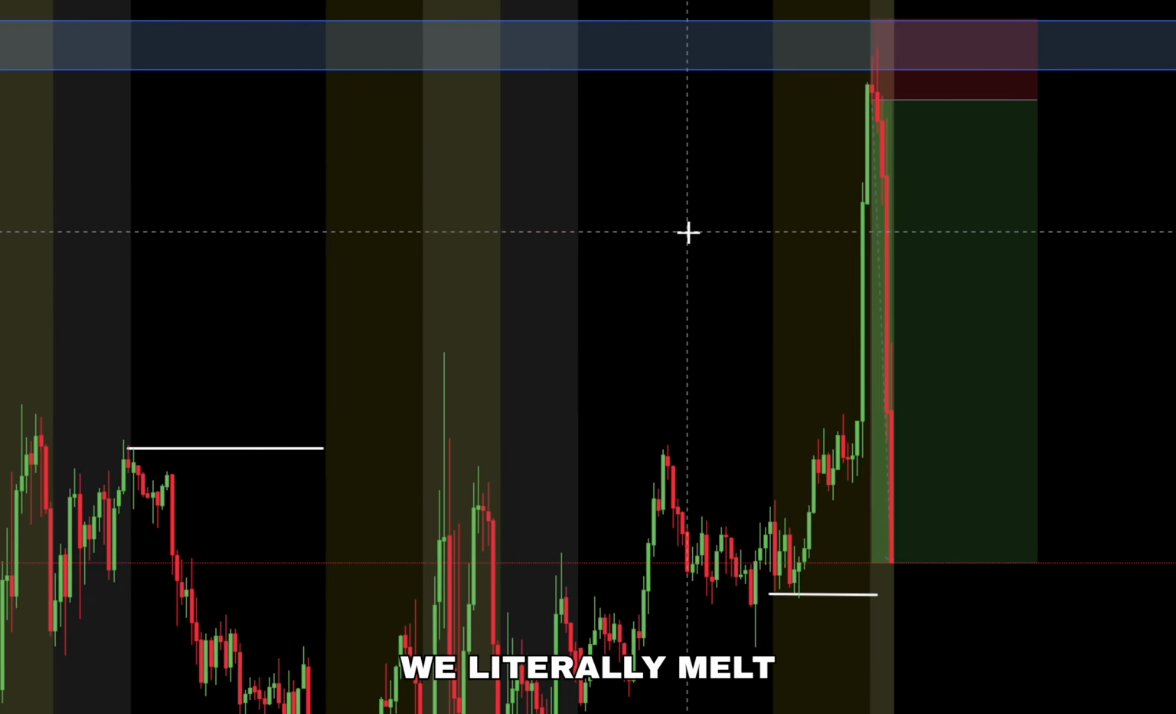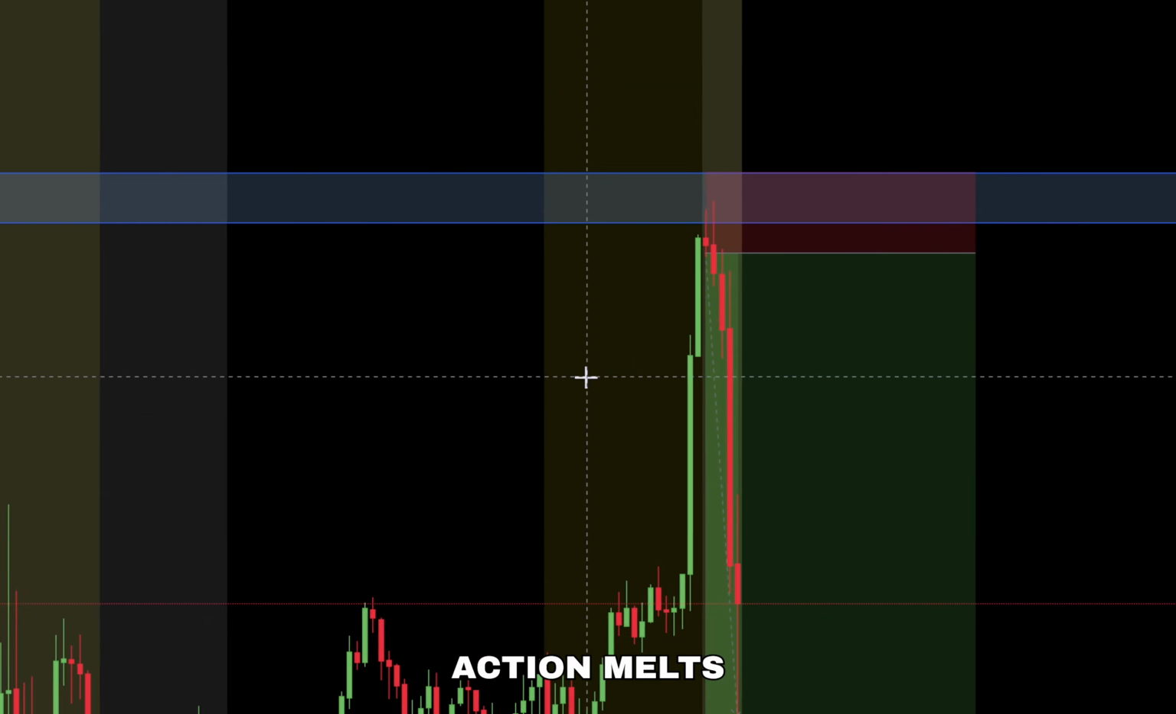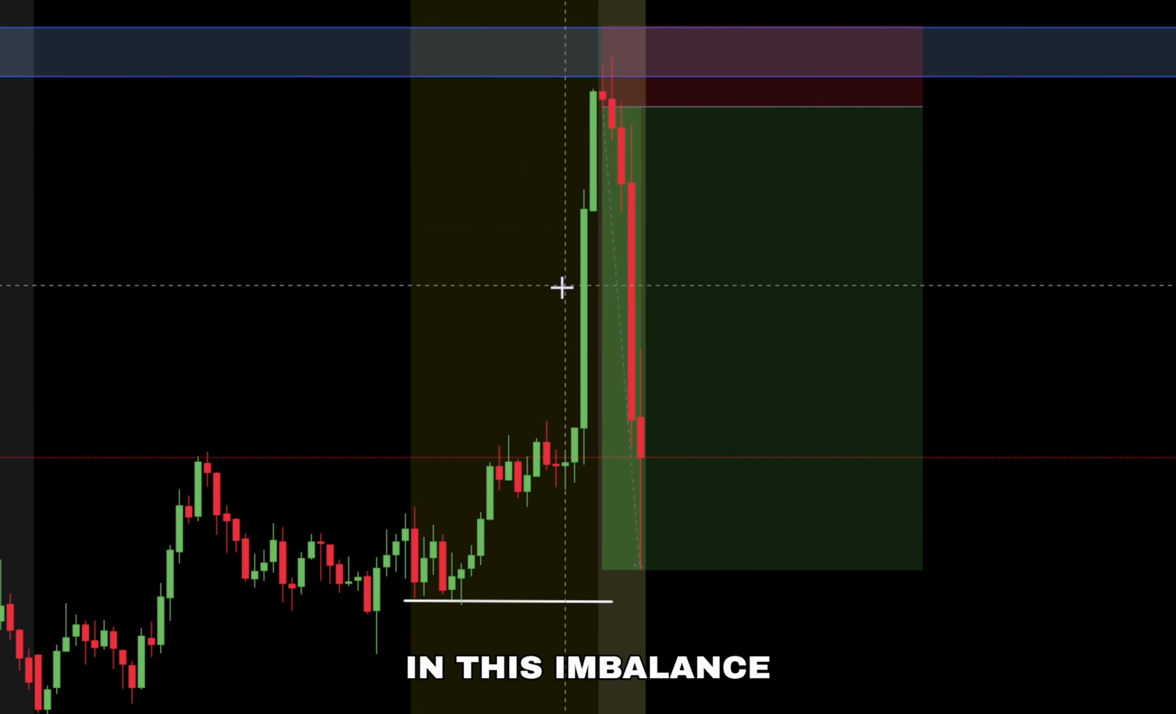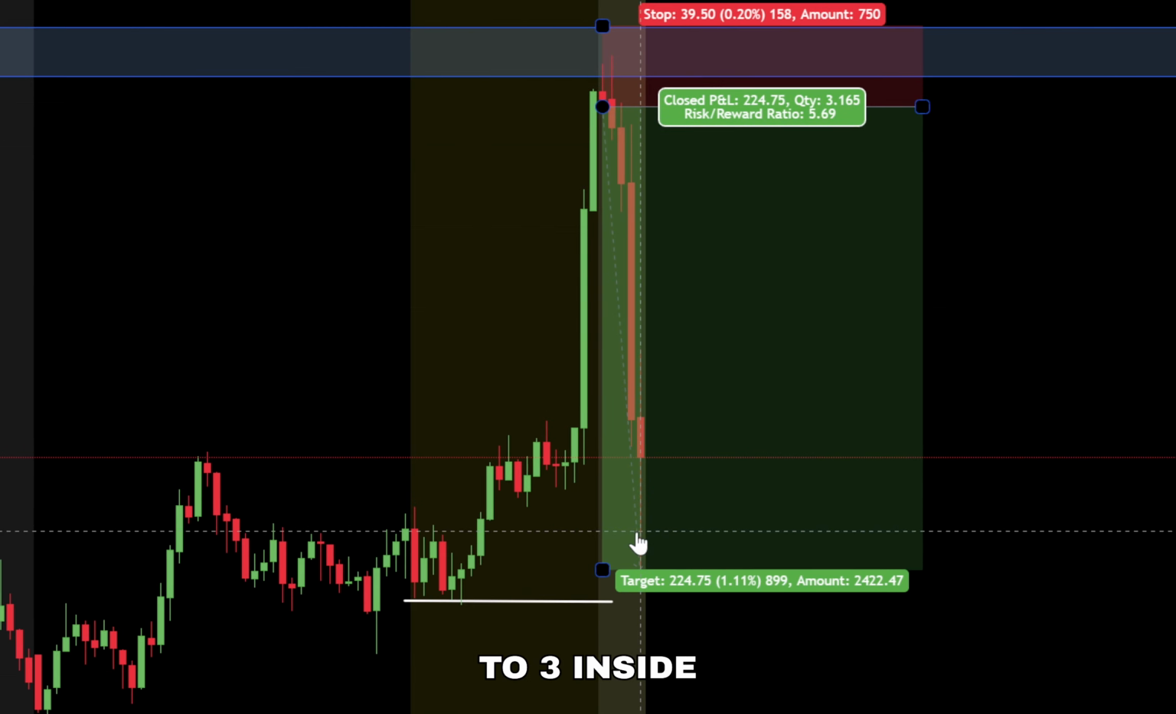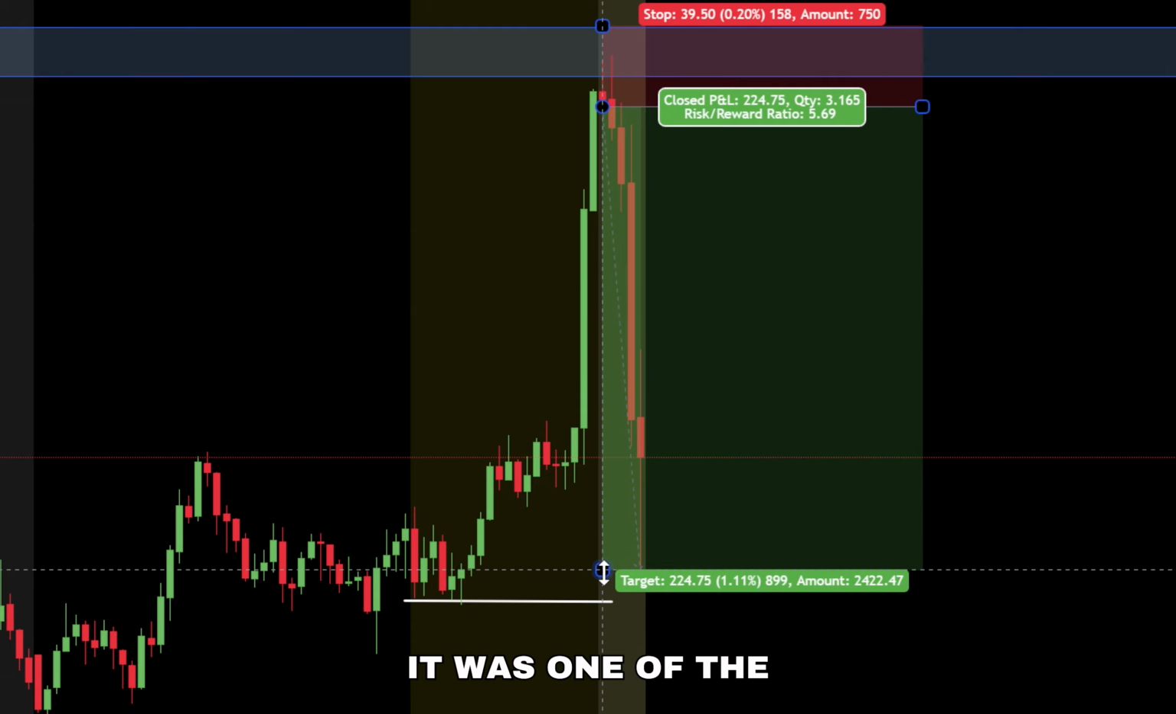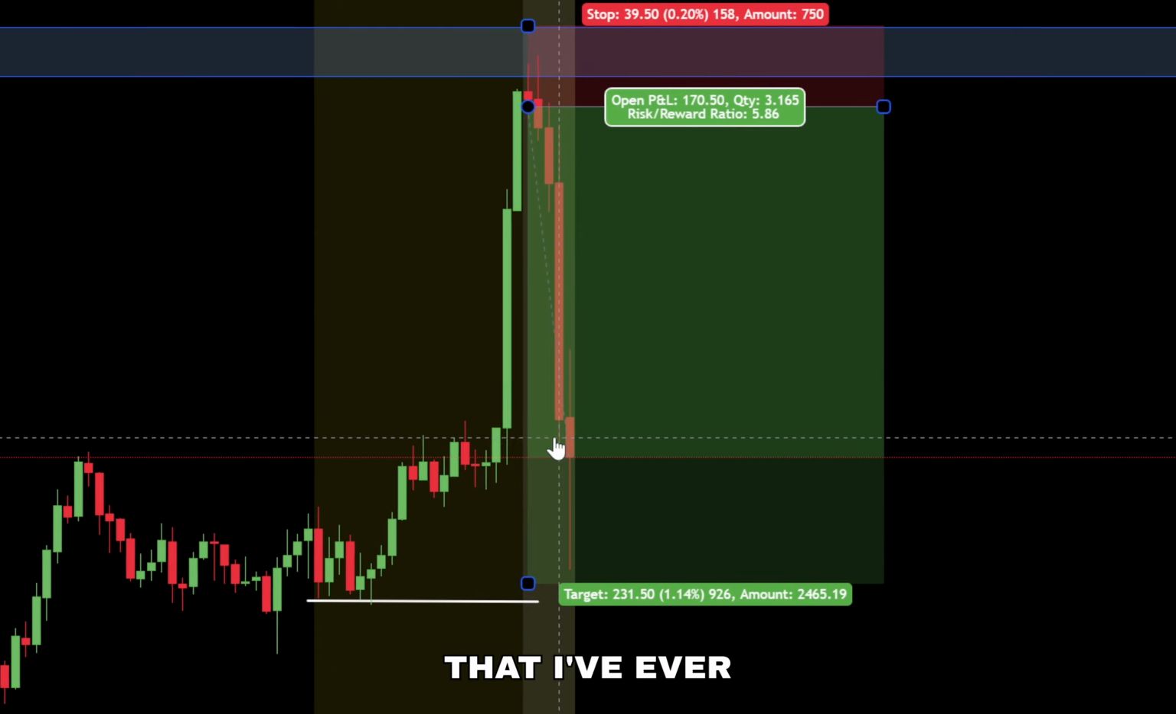So after that, we literally melt. Price action melts down, fills in this imbalance, and taps my 1 to 3 inside of like 5 minutes. It was one of the quickest trades that I have ever been in.